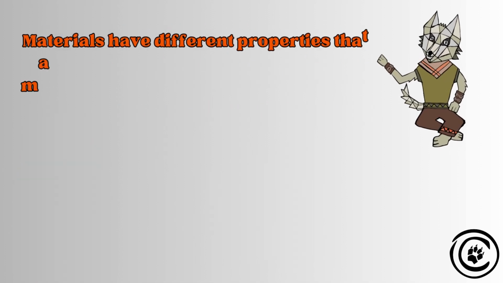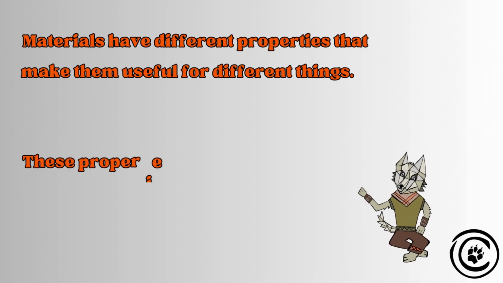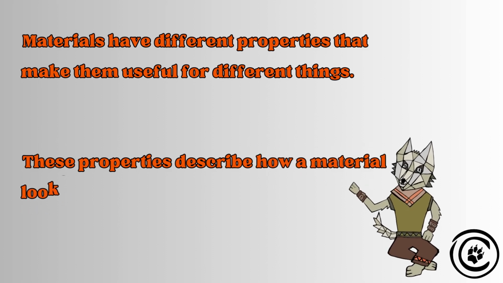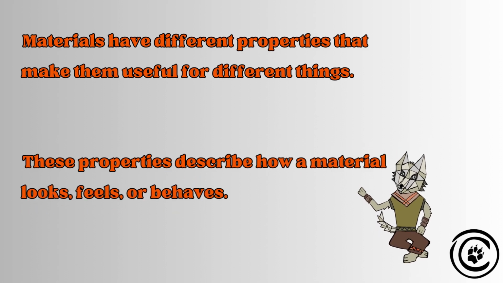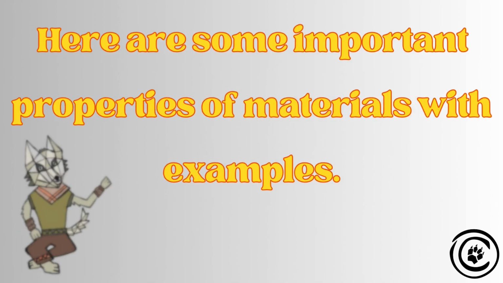Materials have different properties that make them useful for different things. These properties describe how a material looks, feels, or behaves. Here are some important properties of materials with examples.